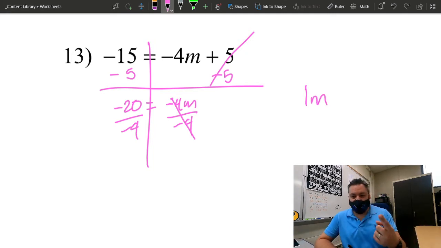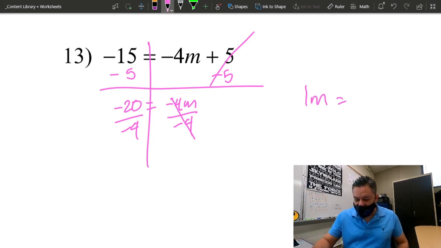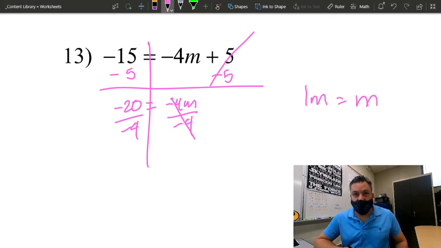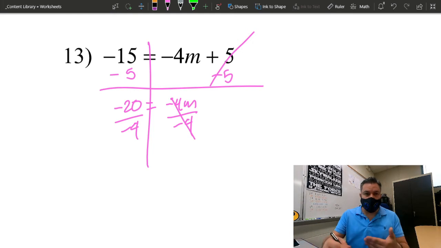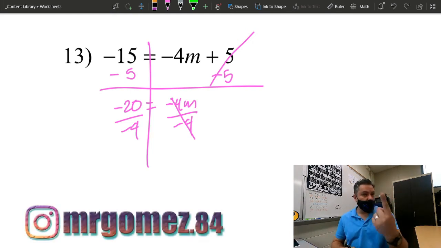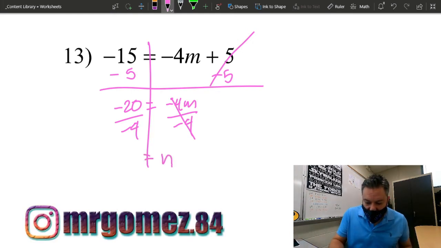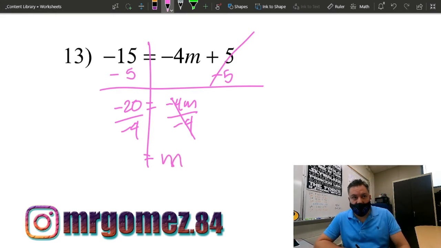But whenever it's only 1m, is this also 1m? How many m's are there right here on this side? 1. How many m's are here? 1. It's the same thing, right? We just don't write that 1. So it doesn't really cancel out. It's just 4 divided by 4 is 1. 1m. So m right there.